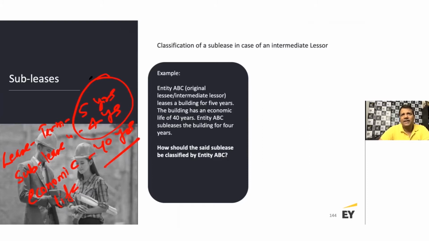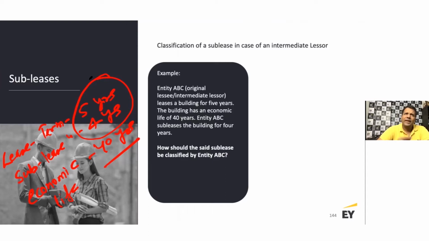The criteria for evaluation has to be evaluated with reference to the intermediate lessor. So what were the criteria for assessing a finance lease or an operating lease? Is there a transfer of ownership? Since I'm not the owner, I can't transfer. Is there a bargain purchase option? I can't give that purchase option because I'm not the owner. The only two criteria which become relevant here are: am I leasing it for a substantial period of the life, and am I subleasing it for the substantial value which I otherwise was carrying in my balance sheet with reference to the value of the ROU asset.